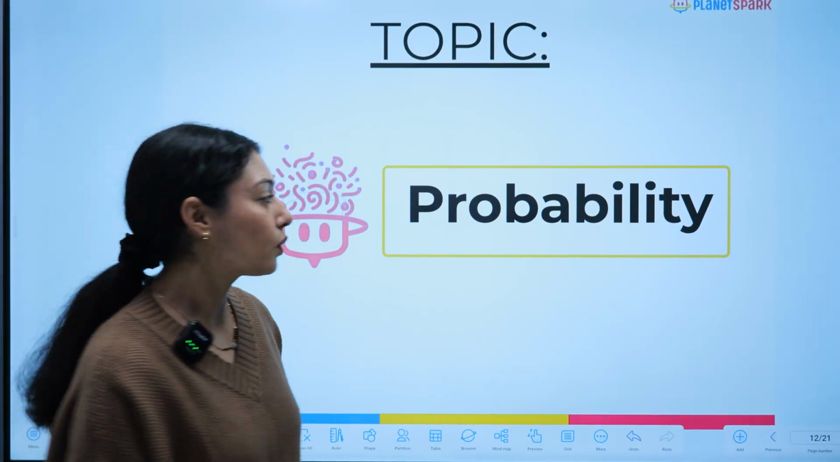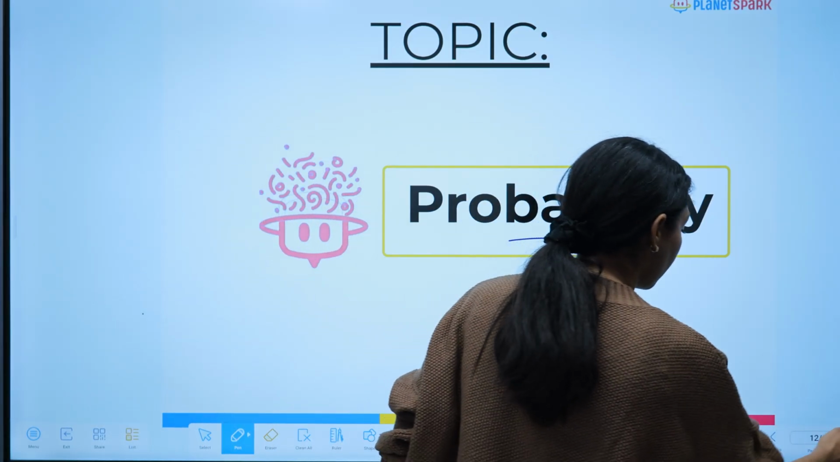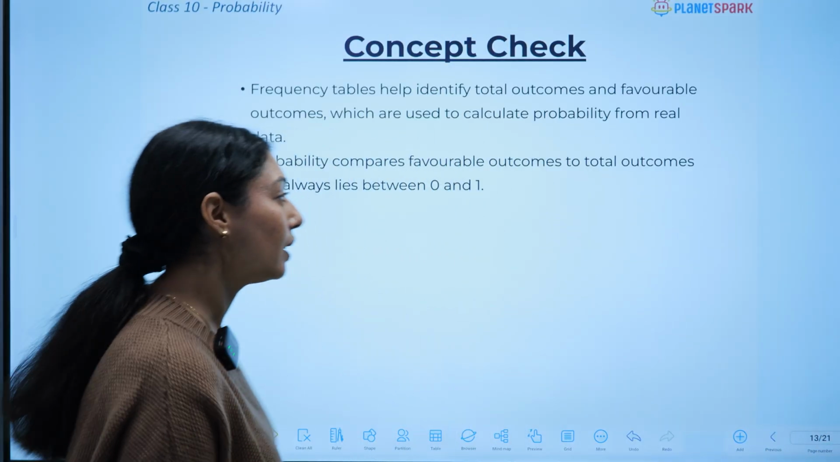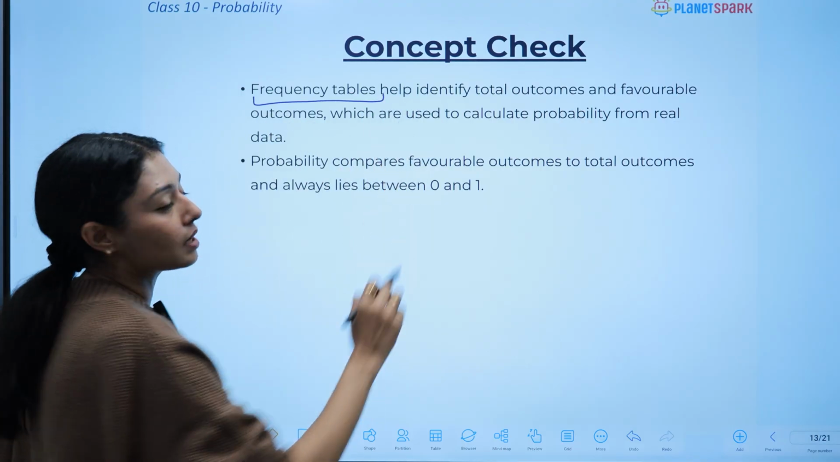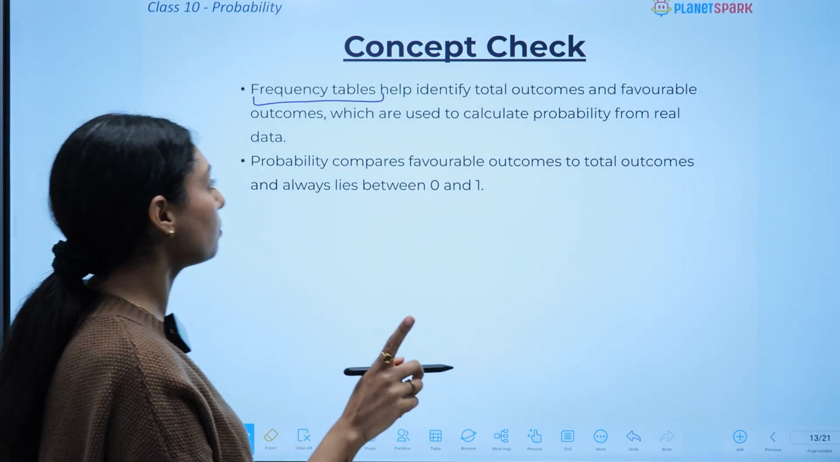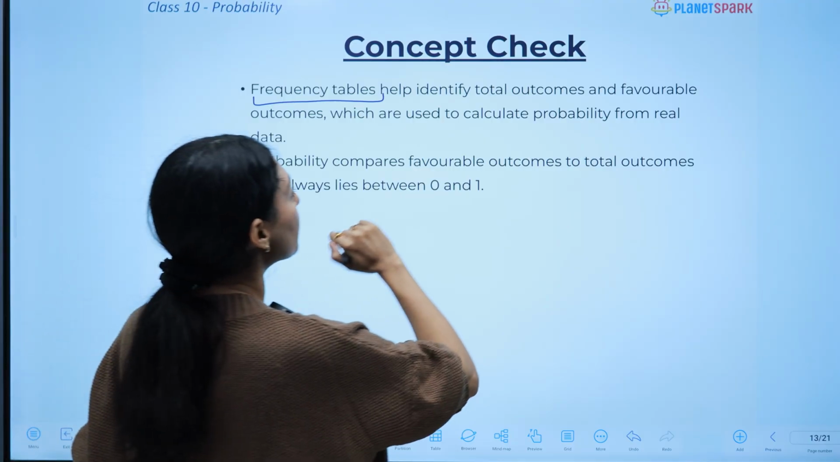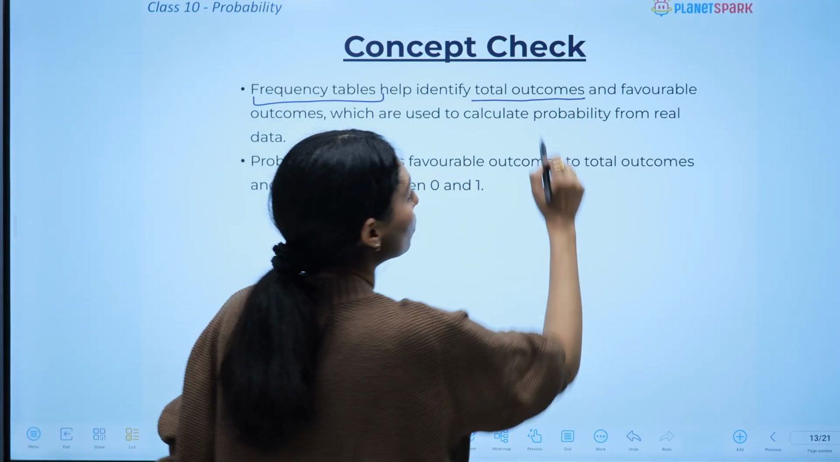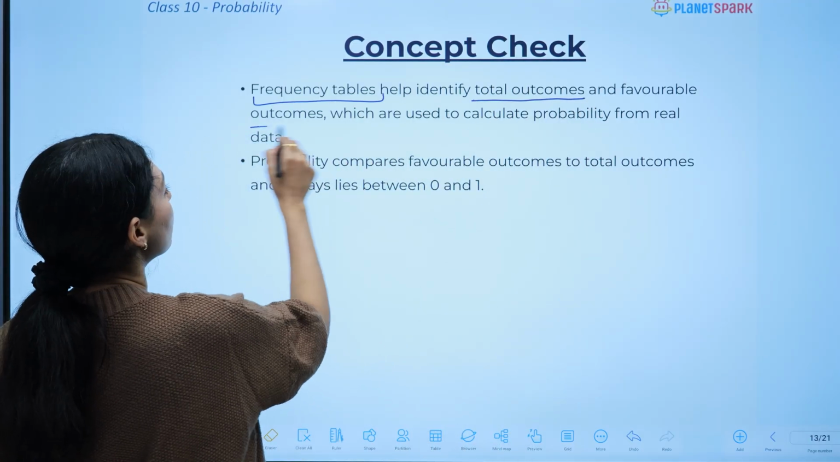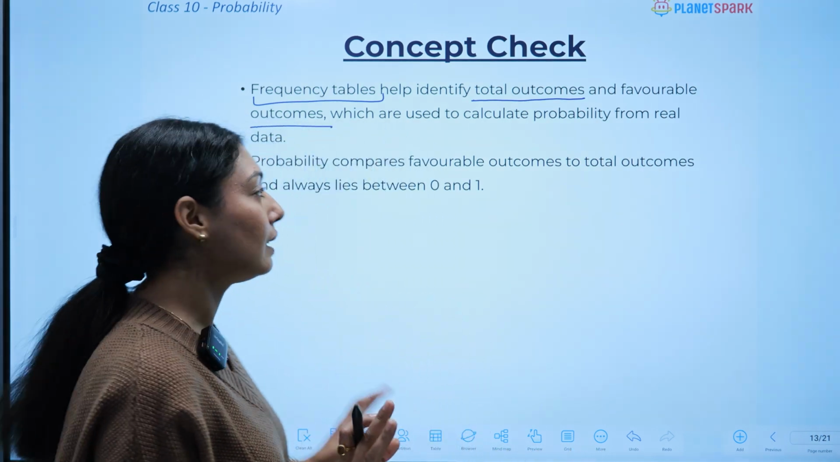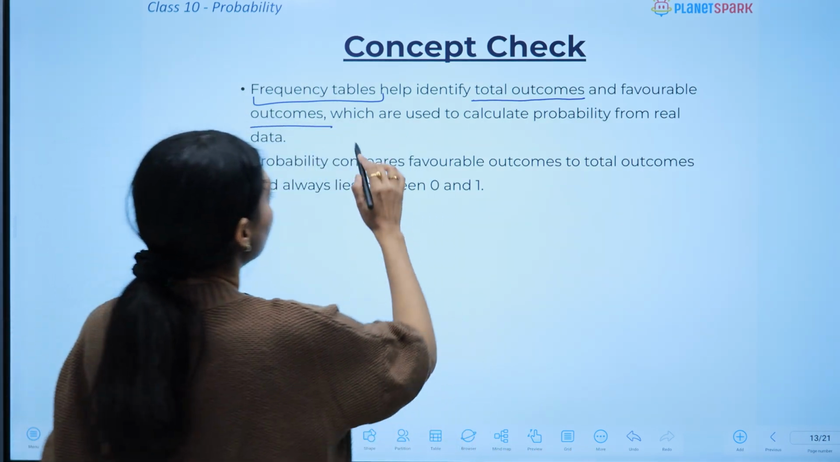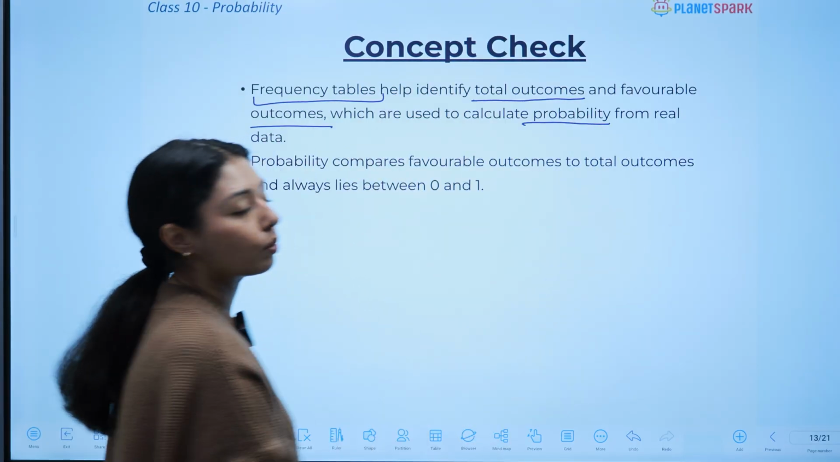Let's continue with probability, but a few more concepts here. In probability also we have frequency tables. Stats में तो हैं ही, frequency tables probability में भी हैं. What do they help us in? Identifying the total outcomes and the favorable outcomes. Probability find out करने के लिए यही दो चीजें चाहिए हमें, right? From the table we can easily identify that. Now, we use them to calculate the probability.